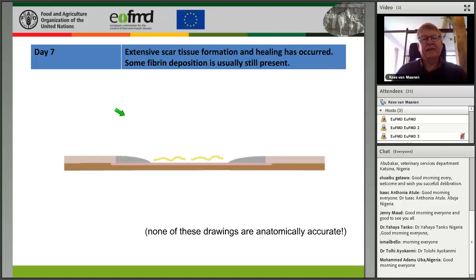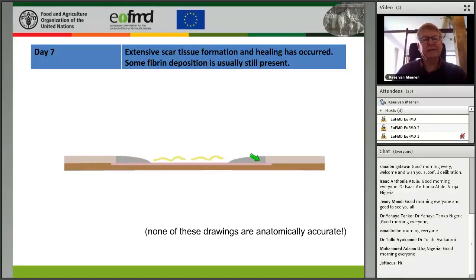And day 7, you will have lost most of your fibrin because there will be extensive scar tissue formation. As you can see here, there is more reepithelialization. The lesion is filled up, in fact. And there will be fibrous tissue formation. But often there is still some fibrin visible, some yellow material.